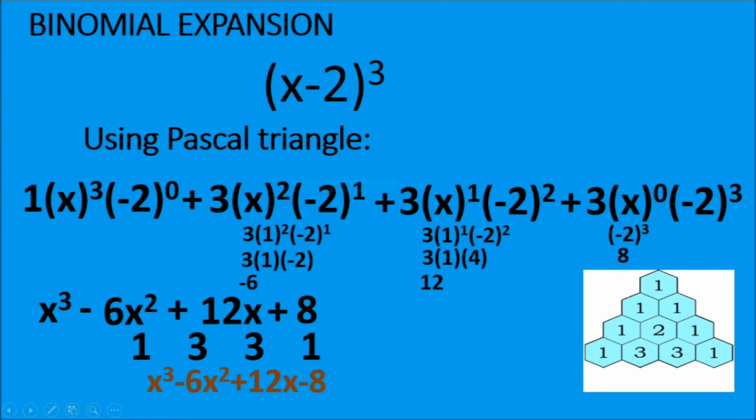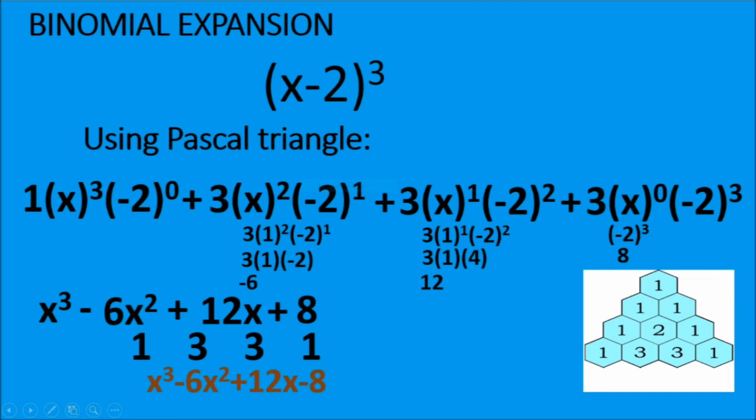When we reduce these expressions, 1 times x cubed is equal to x cubed. Negative 2 raised to 0 is 1. So x cubed times 1 is x cubed. Plus 3 times x squared is equal to 3x squared times negative 2, which is negative 6x squared, plus 3 times x raised to 1, which is 3x. Negative 2 raised to 2 is equal to 4.